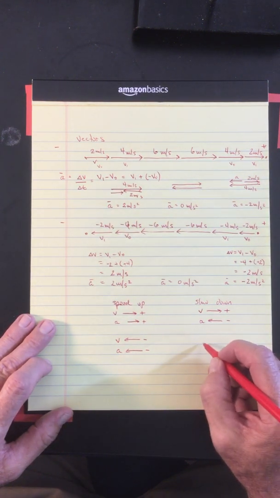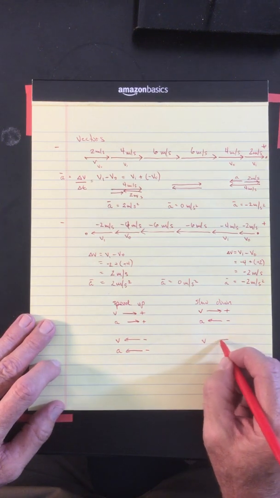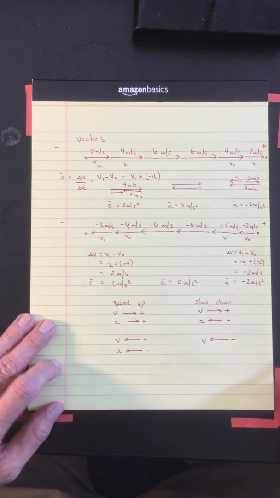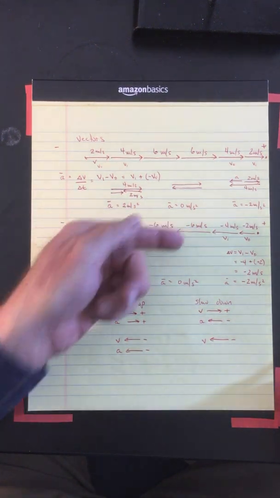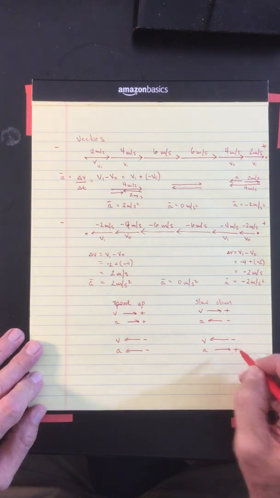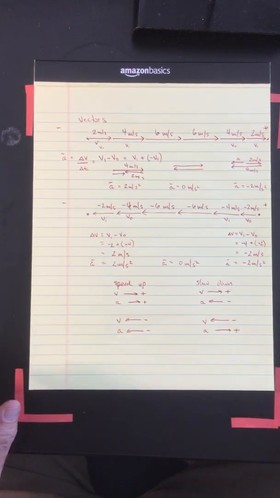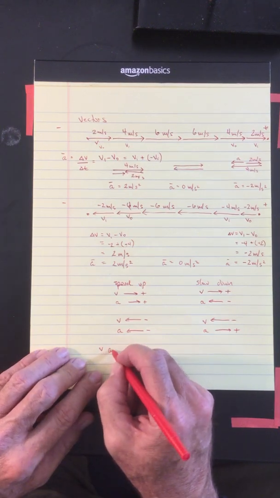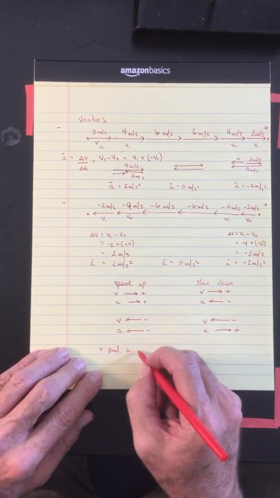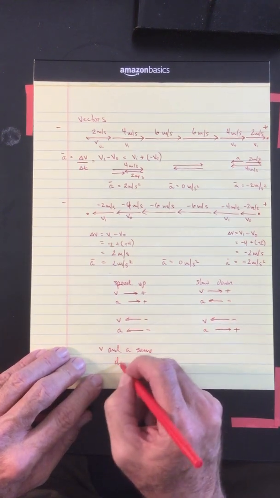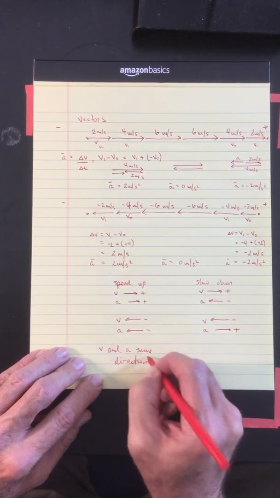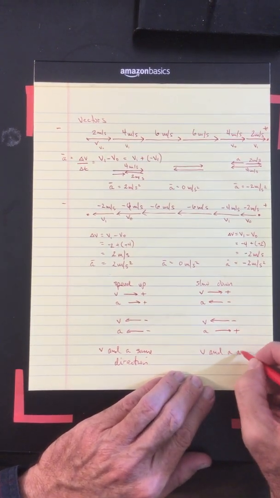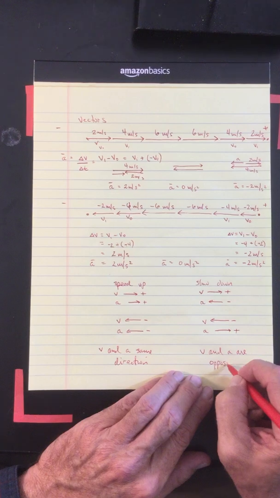Okay, if I have my velocity that's actually now going in the negative direction, so I'm going in the negative direction, what's going to slow me down? An acceleration in the positive direction will then slow me down. So here, on this side again, the velocity and the acceleration are in the same direction. Here we have the velocity and acceleration are in opposite directions.